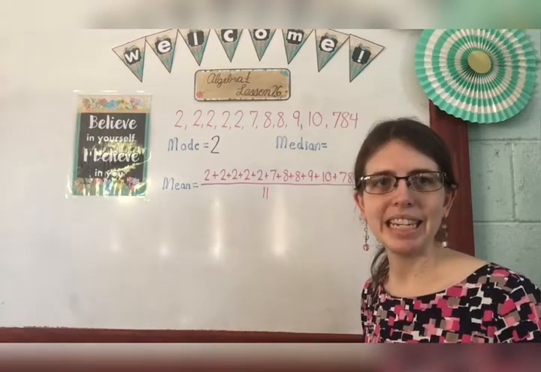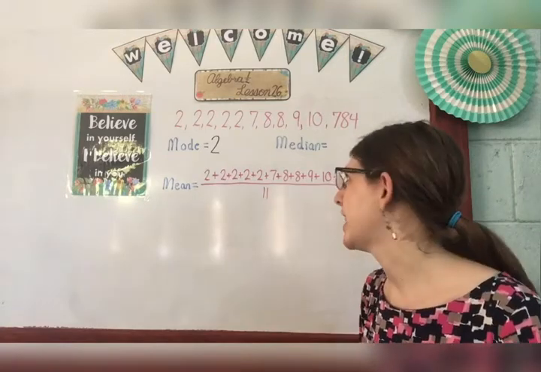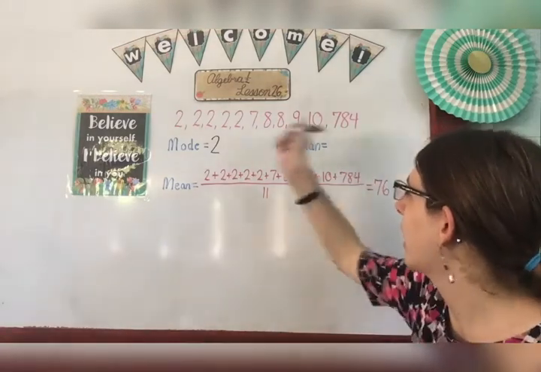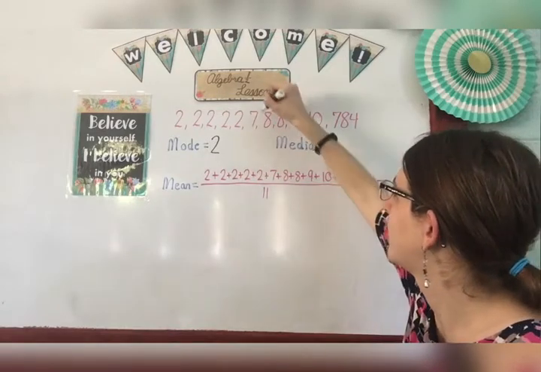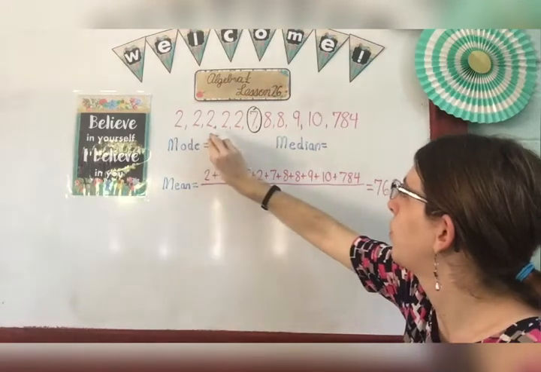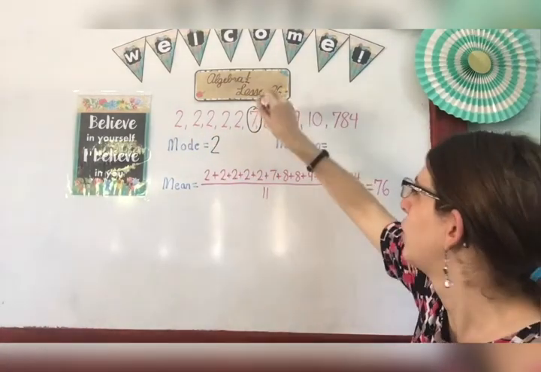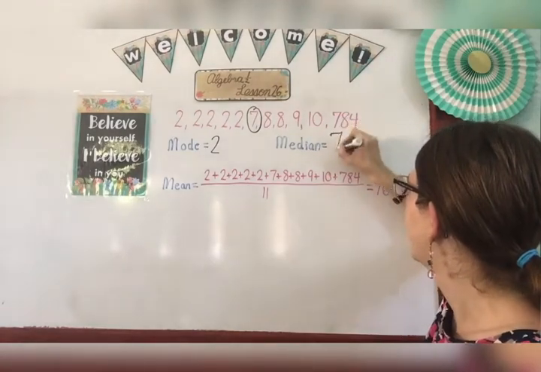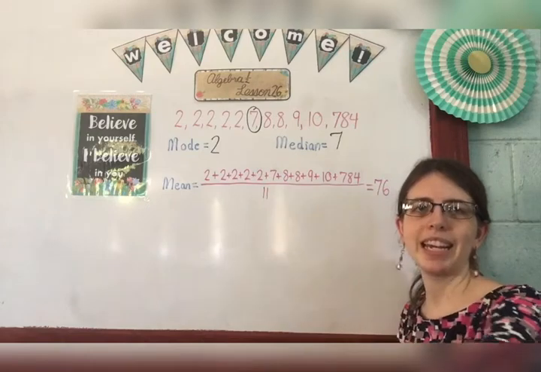Our median is the number that's in the exact middle of these numbers. So I have 11 numbers, so the number in the middle would be the sixth number, which is 7. I have 1, 2, 3, 4, 5 on this side, 1, 2, 3, 4, 5 on this side. So my 7 is in the exact middle. It's my median, okay? So my mode is 2, my median is 7.